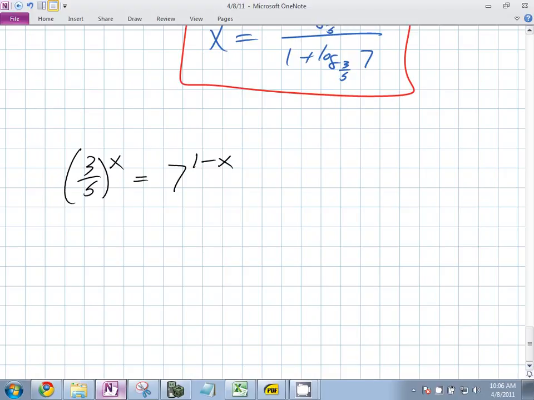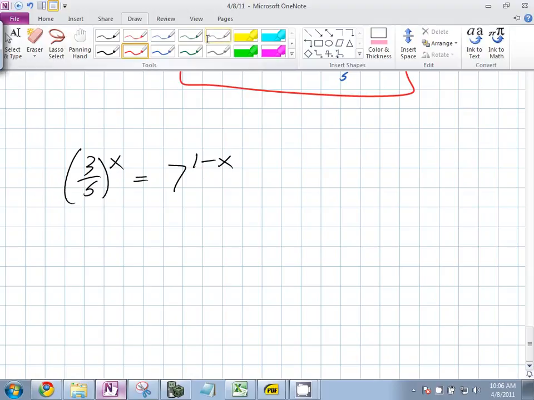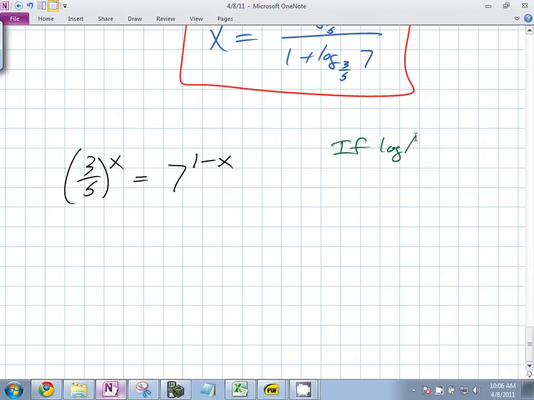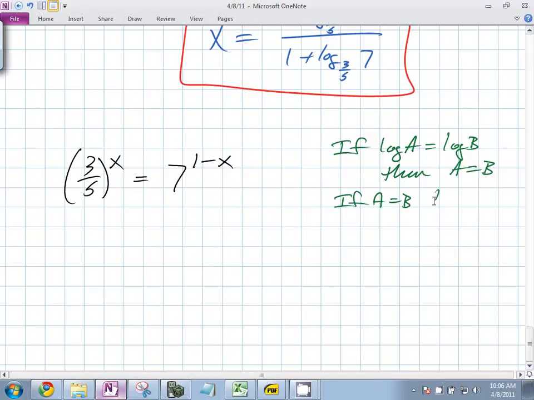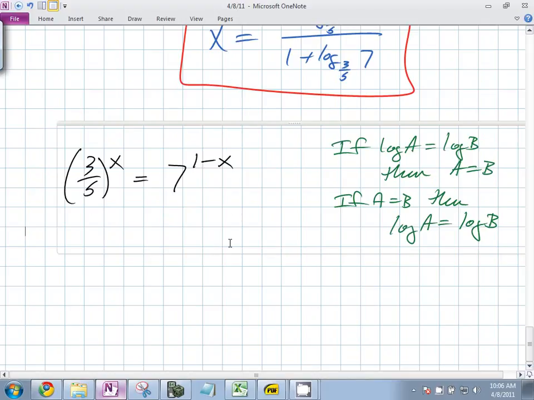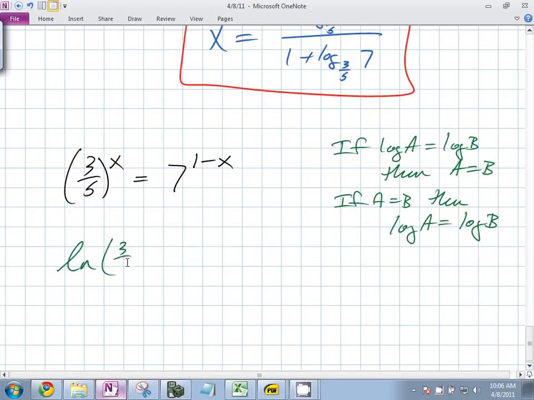So, you learned this yesterday. If log A equals log B, then what? The reverse is true also. If A equals B, then what? So, what should I add into both sides? I don't really like writing 3 letters, so instead I'm going to write ln. I really like just writing ln. ln 3/5 to the x equals this.